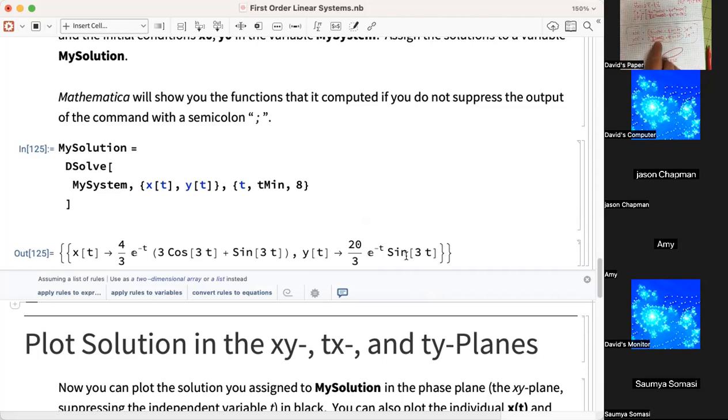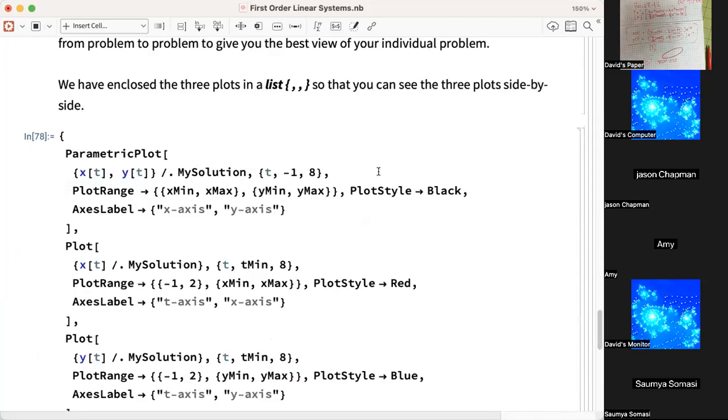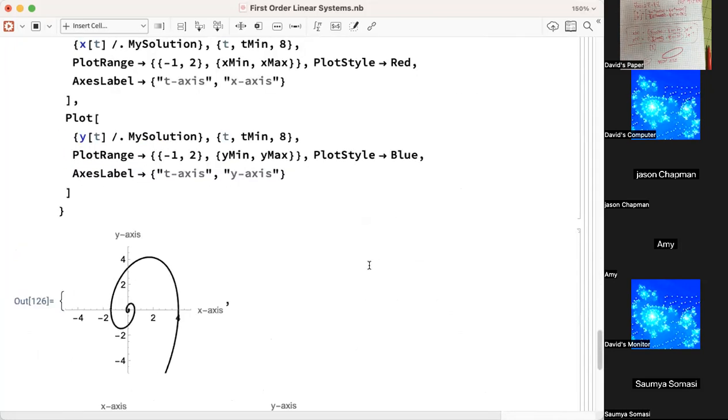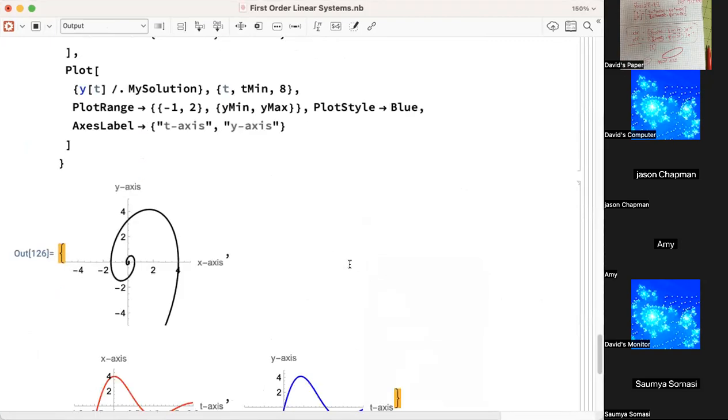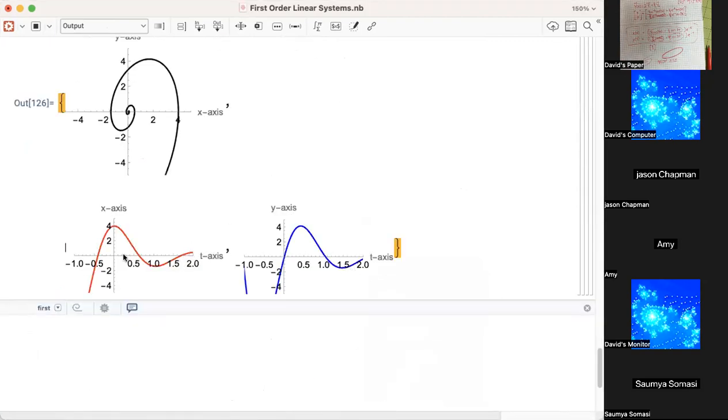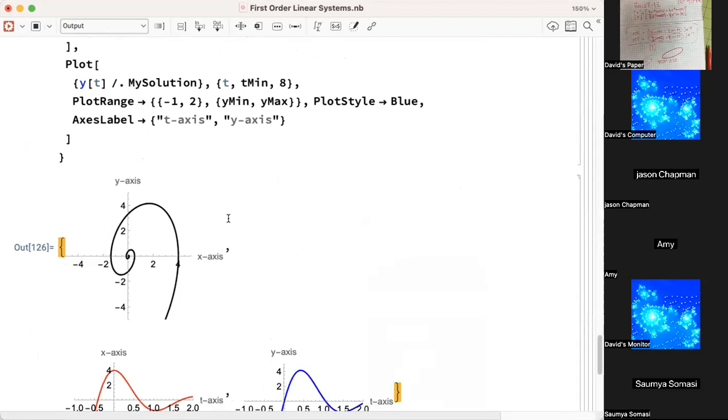Now, I should be a little more careful, but I've checked this work here in Mathematica now. Let's do some parametric plot. There's the spiral towards the origin. Nice spiral. And these are the decaying sines and cosines that make up the solution.